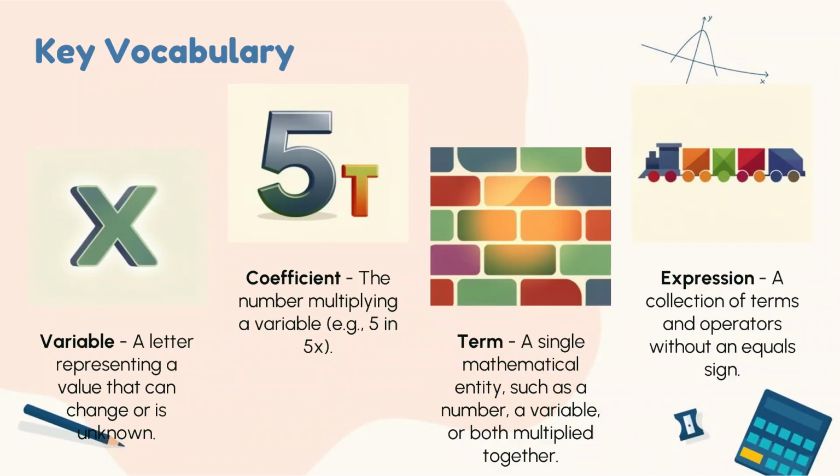Let's begin with the key vocabulary. A variable is a letter that represents a value that can change or is unknown. A coefficient is the number multiplying a variable. For example, in 5x, the coefficient is 5. A term is a single mathematical part, such as a number, a variable, or numbers and variables multiplied together. An expression is a collection of terms and operators without an equal sign. For example, 3x plus 5 is an expression because it contains terms, but does not have an equal sign.